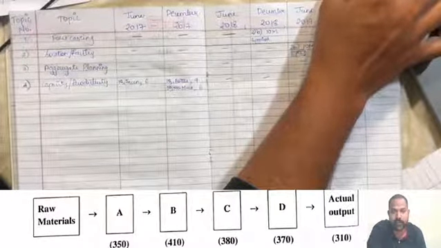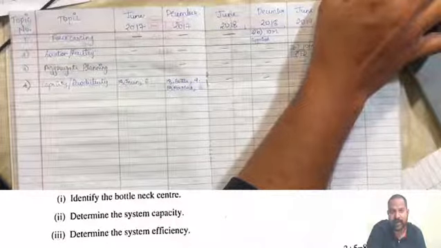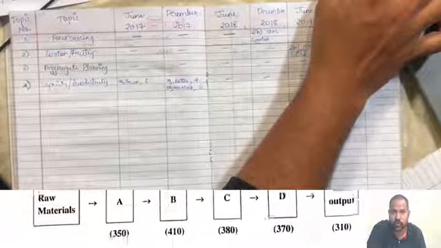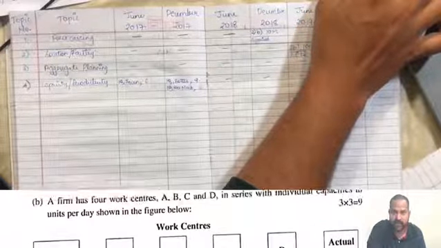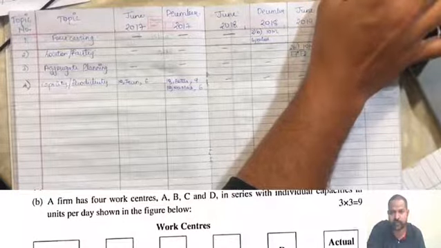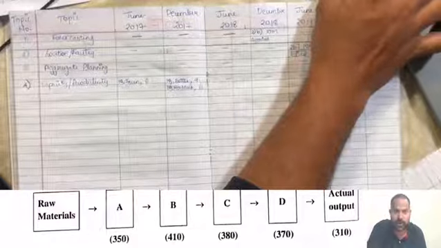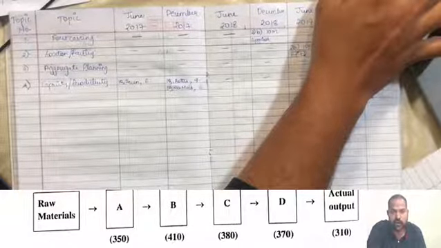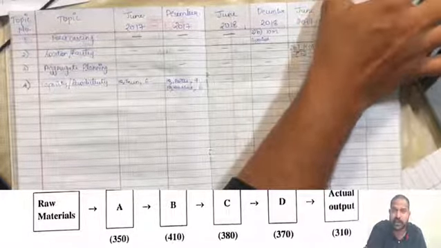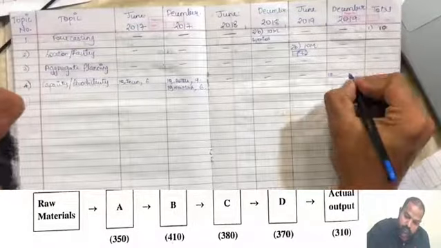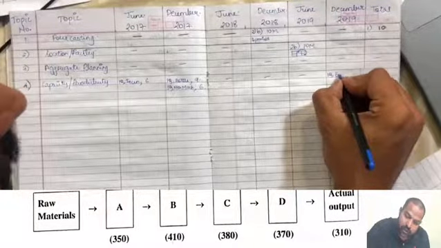Exactly the same question and the same questions that are asked. So I want you to do this for behind this. I'm not going to do it for you. But here they have asked it for, yes, again 9 marks. So question number 1, what is the bottleneck? What is the lowest? 350 is the bottleneck. Capacity 350. System efficiency, 310 divided by 350 into 100. That's it. So let me make a note. One question on bottleneck for 9 marks.